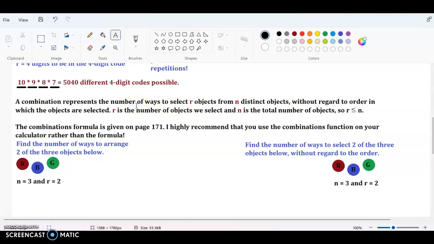So that's the main difference between a combination and a permutation. In a permutation, the order of the objects matters, but in a combination, the order of the objects does not matter. So R is the number of objects we select, and N is the total number of objects we have to choose from. So R must be less than or equal to N. The combination formula is given on page 171, but I highly recommend that you use the combinations function on your calculator rather than using the formula.